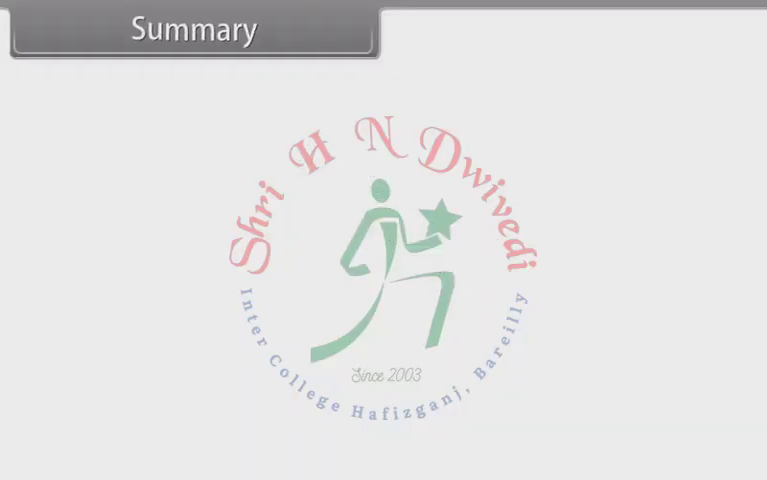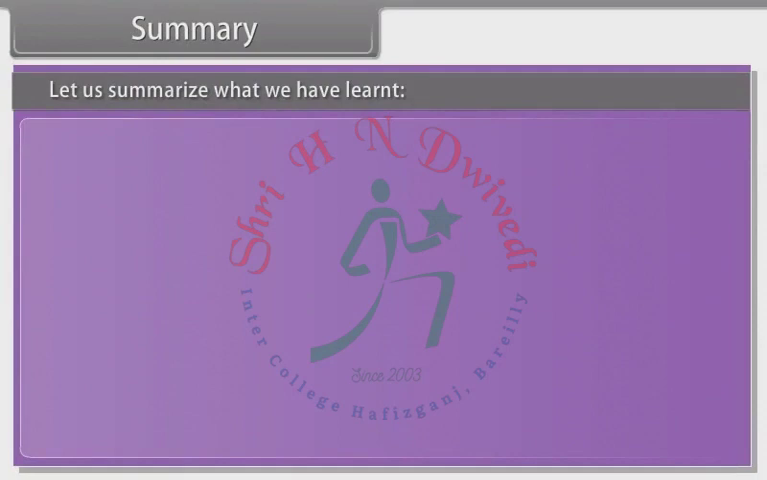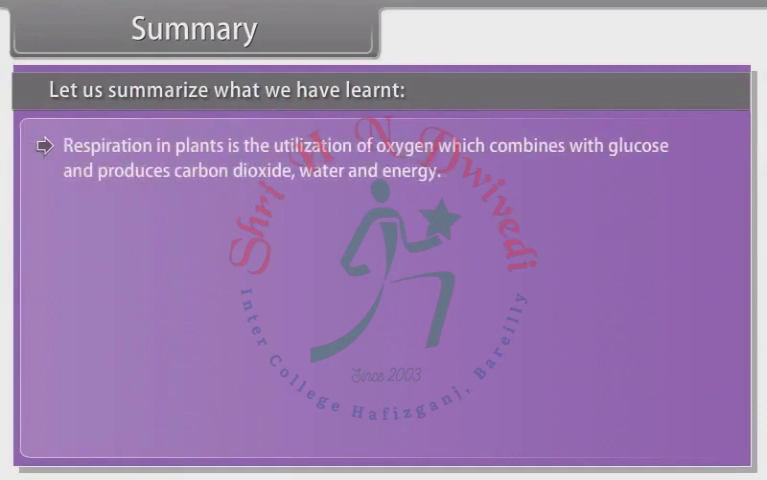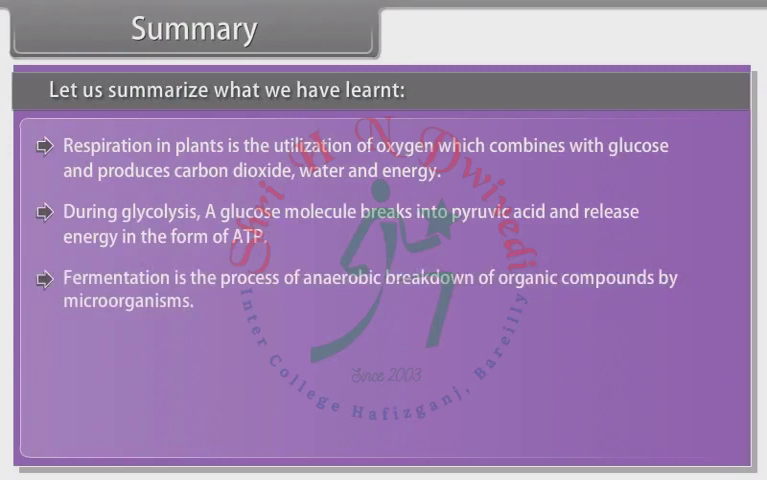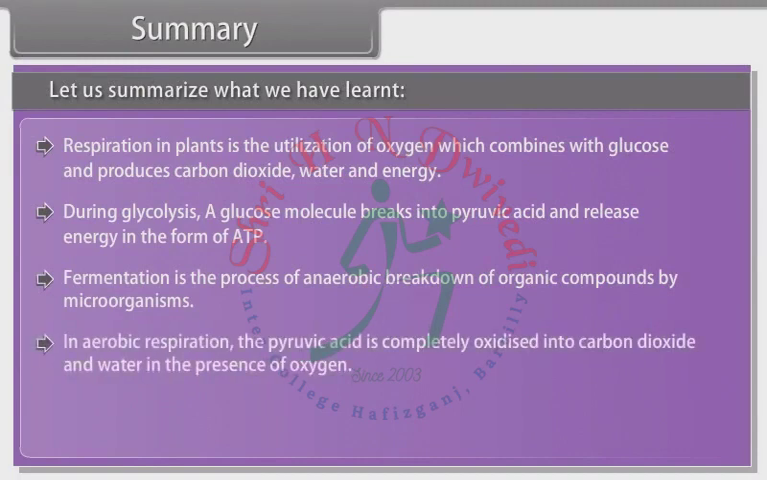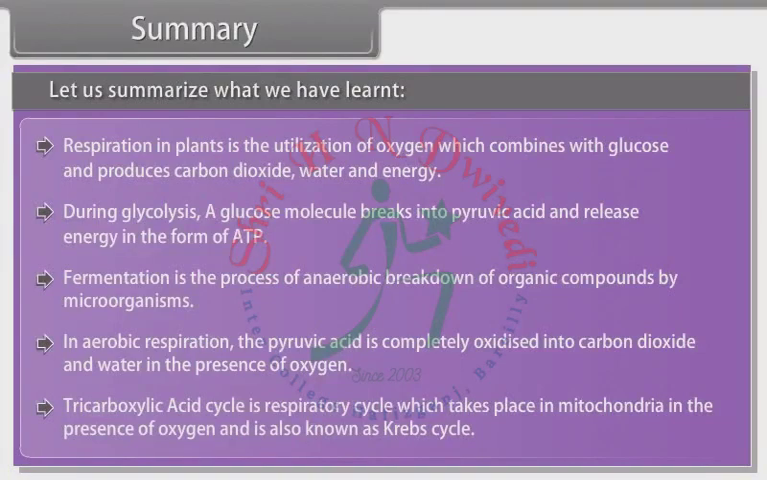Summary. Let us summarize what we have learned. Respiration in plants is the utilization of oxygen which combines with glucose and produces carbon dioxide, water, and energy. During glycolysis, a glucose molecule breaks into pyruvic acid and releases energy in the form of ATP. Fermentation is the process of anaerobic breakdown of organic compounds by microorganisms. In aerobic respiration, the pyruvic acid is completely oxidized into carbon dioxide and water in the presence of oxygen. Tricarboxylic acid cycle is a respiratory cycle which takes place in mitochondria in the presence of oxygen and is also known as Krebs cycle.